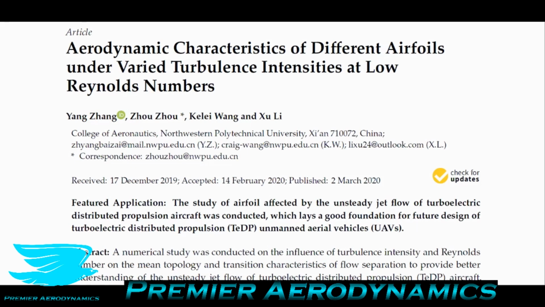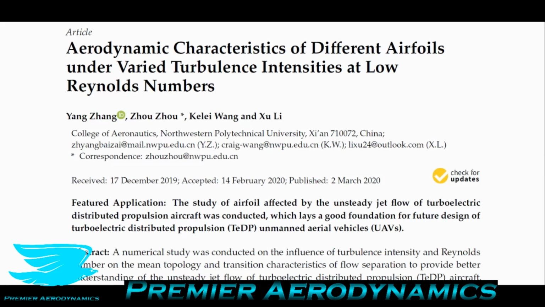Anyway, today we're talking about how the turbulence intensity at low Reynolds numbers affects airfoil performance. To do that, we're going to look at a paper called Aerodynamic Characteristics of Different Airfoils Under Varied Turbulence Intensities at Low Reynolds Numbers. The reason why this is important is because if you've ever looked at any graph showing how an airfoil performs, chances are you will see different Reynolds numbers. At different Reynolds numbers, the airfoil will perform differently. Typically, you'll get a higher stall angle and sometimes even a greater lift coefficient, depending on what flow physics you get, as we'll go through. So the Reynolds number is very important.